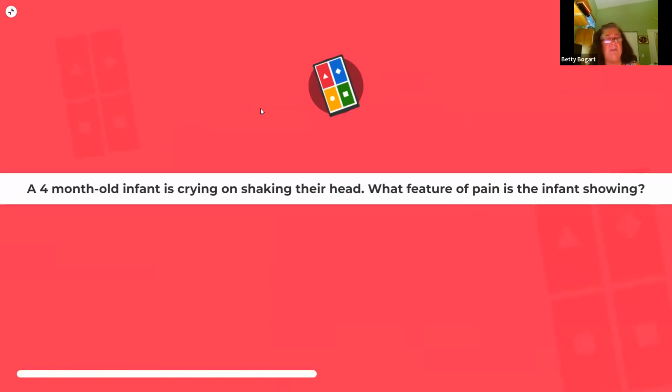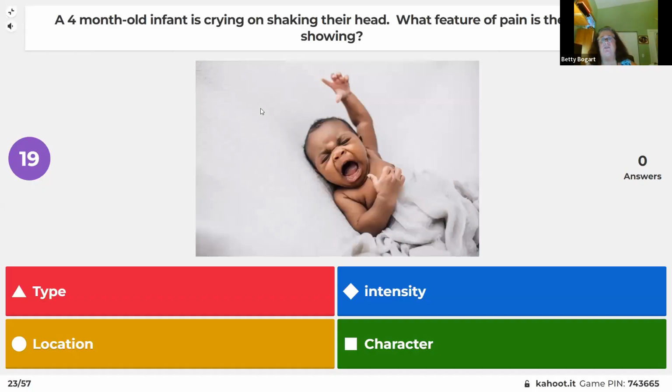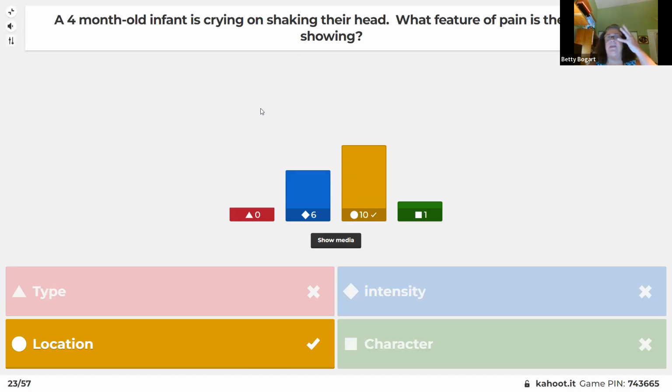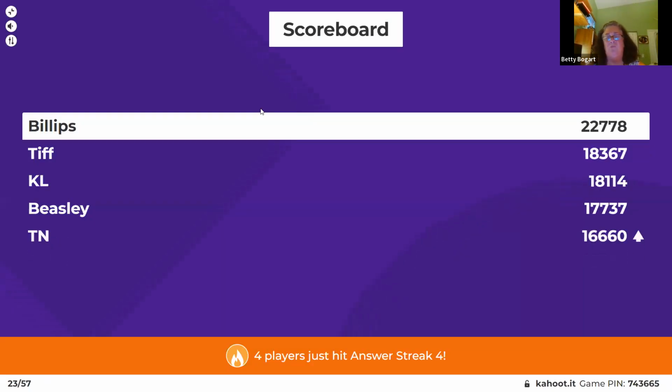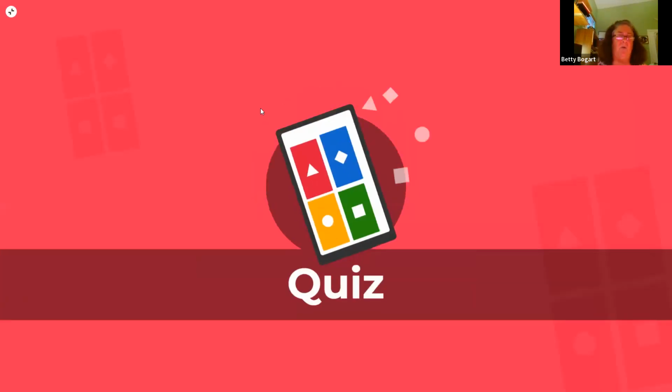A 4-month-old is crying, shaking their head. What feature of pain is this infant showing? They're showing there's something in the head bothering them. They're trying to get rid of that pain, and they're shaking it away. Sometimes you'll even see them batting their ears if it's pain. So that is location of pain. Now, infants can tell you more than you think they can. They'll show you these different things: the crying, of course, the shaking of the legs, batting of an ear, shaking their head. These are things telling you something's going on.